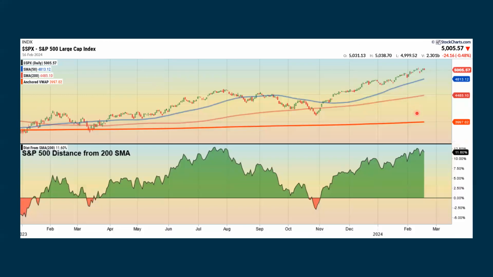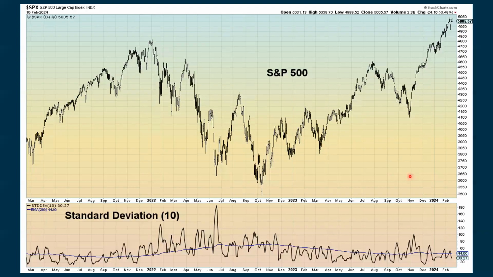Then just for informational purposes, we measure how far away are we above or below the 200-day simple moving average. We're green, even though we dropped a little bit this past week. We're currently up 11.6% from the 200-day simple moving average.